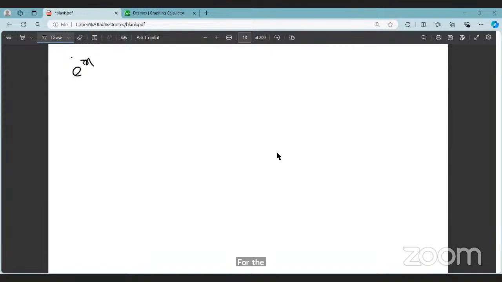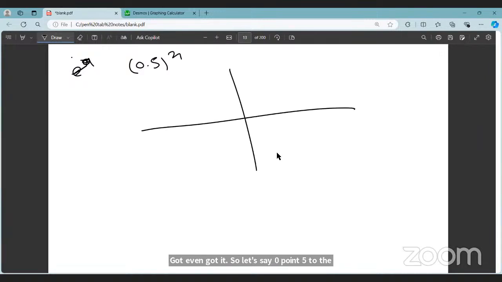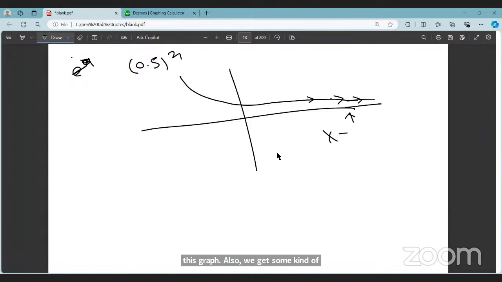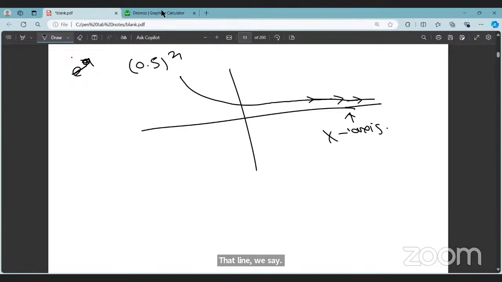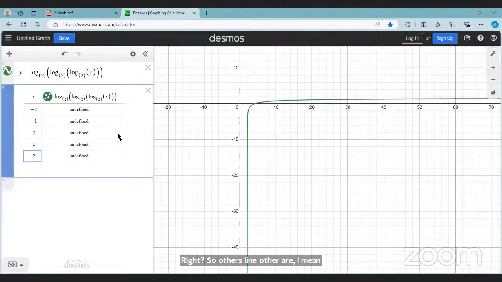For example, take 0.5 to the power x, right? This graph also gives us some intuition that it will touch the x-axis, right? But it actually never does. So an asymptote is that line which gives us the feel that at a much larger point it will touch our graph or get crossed by our graph, but eventually it never happens. That line we say shows asymptotic behavior.